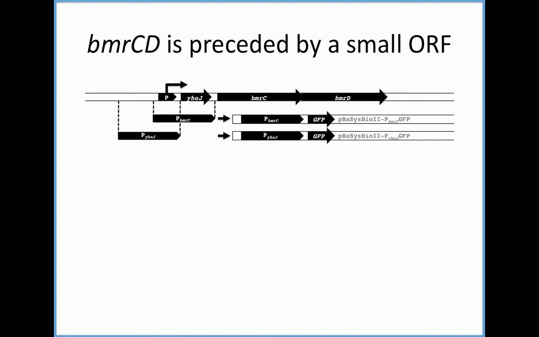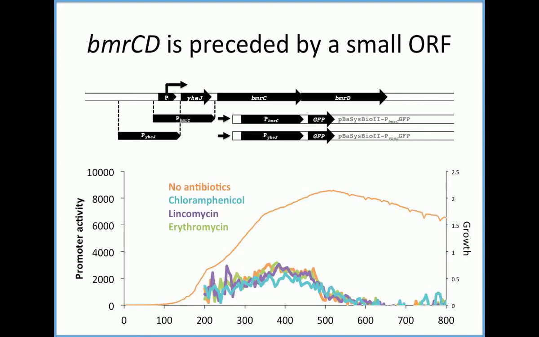So we made a second promoter fusion, just incorporating the promoter region of YheJ, and had a look again at the expression in response to different antibiotics. And as you can see, YheJ itself, the promoter, does not respond to antibiotics. But again, it is quite time-dependent expression. So the maximal expression is during stationary phase, which is similar to bmrC.